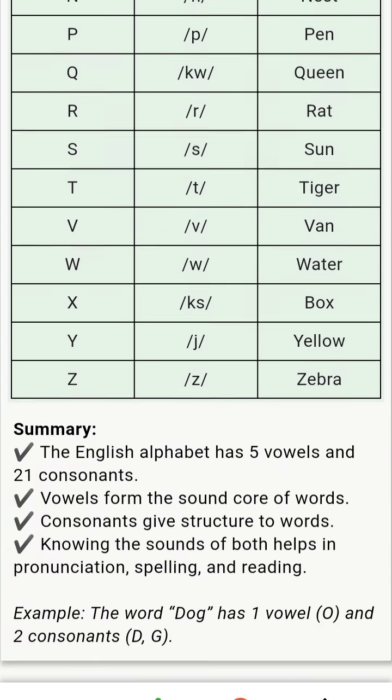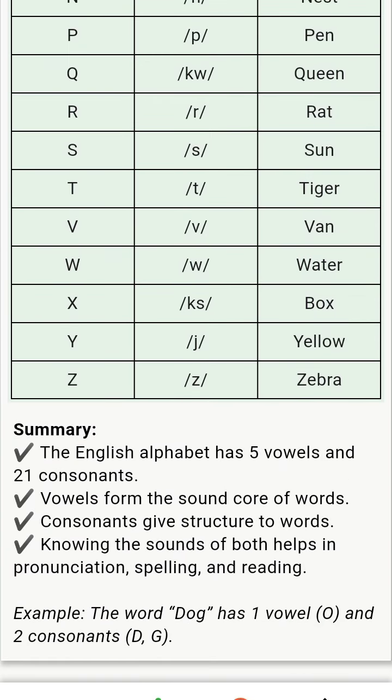So we can discuss the summary of consonants. Okay. The English alphabet has 5 vowels and 21 consonants. Okay. Vowels form the sound core of words. Consonants give structure to words. Knowing the sounds of both helps in pronunciation, spelling, and reading. Example: the word dog has 1 vowel, O, and 2 consonants, D and G.